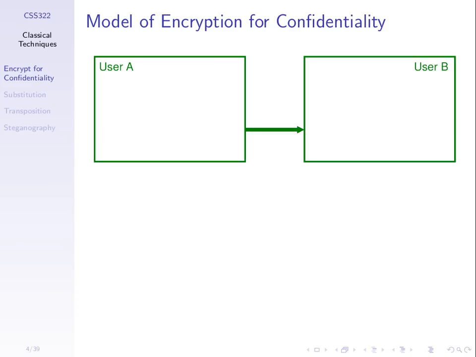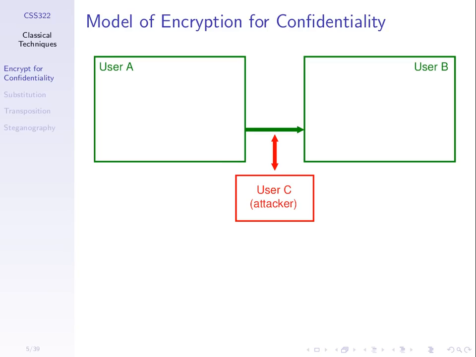So a model for using encryption, let's say we have two users that want to communicate. A wants to send some data to B, and we have some other user, the malicious user or attacker, user C. And we assume anything that's sent from A to B can be seen by C.